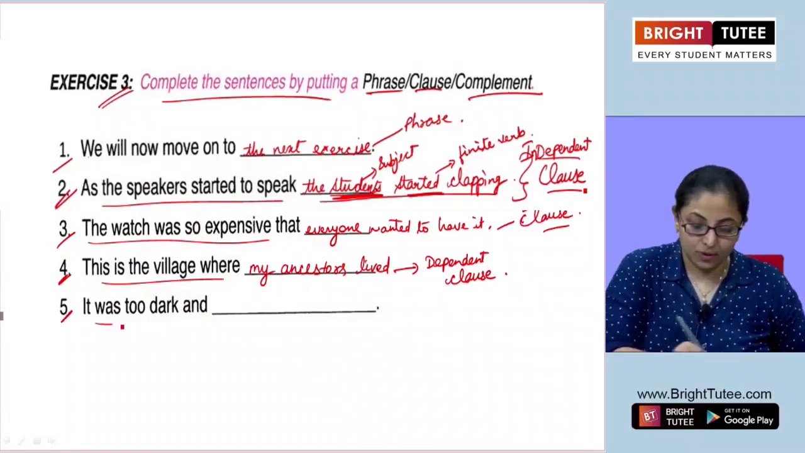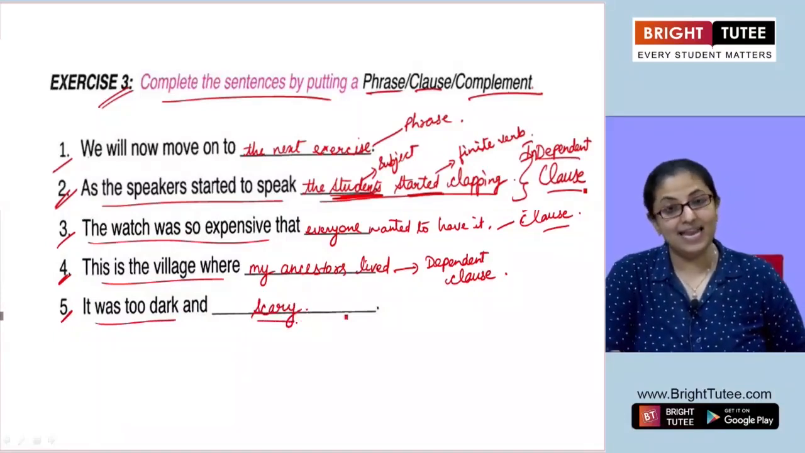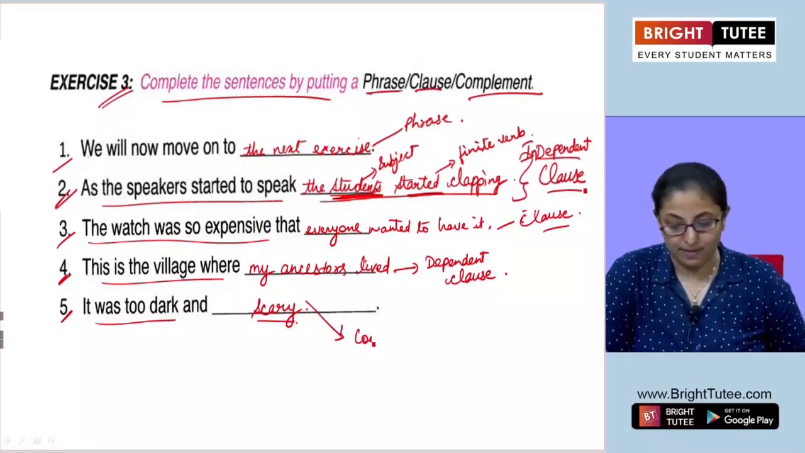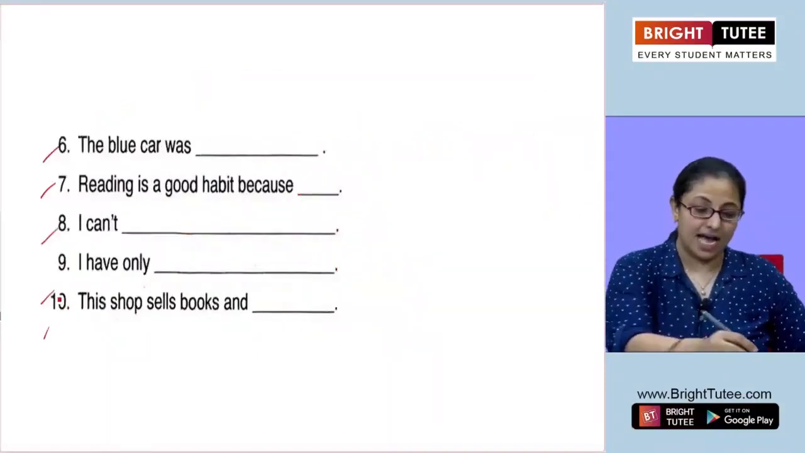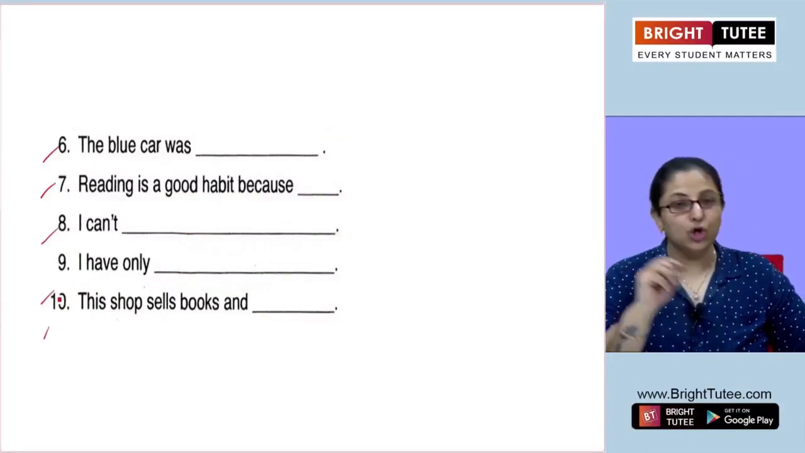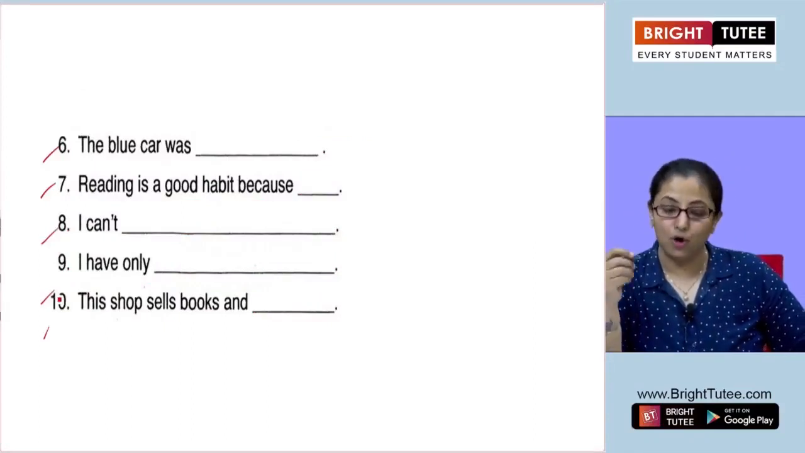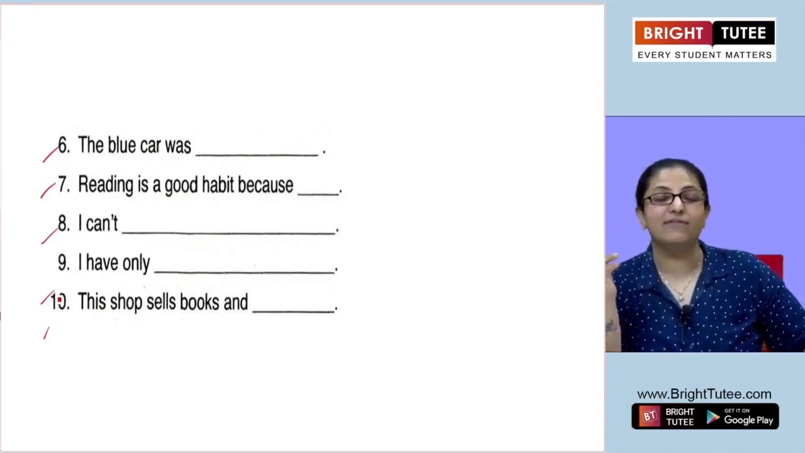Fifth one, it was too dark and scary. Now the scary is a complement. Kids, I have done the first 5 for you. Rest 6, 7, 8, 9, 10 you will be doing on your own. I hope you have understood this exercise where we have to complete the sentences by phrases, clauses and complements.